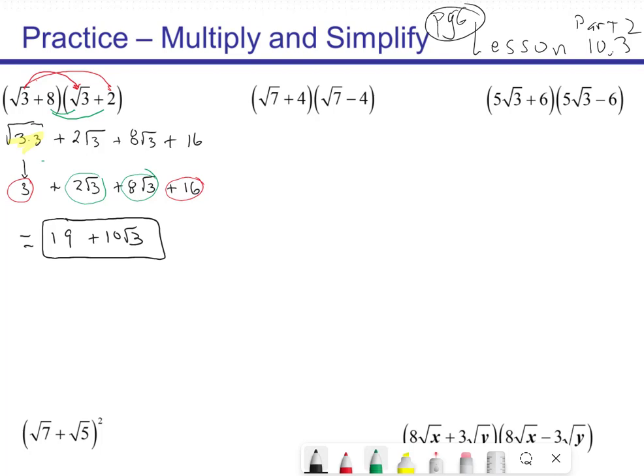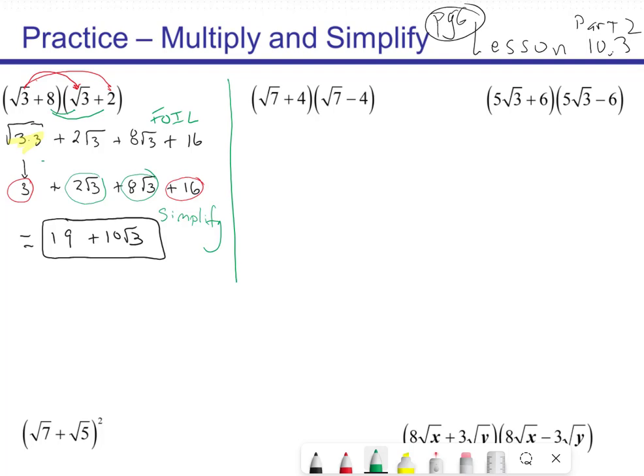So we first had to FOIL 4 multiplies, and then we started simplifying terms and combining like terms, and here we got the simplified answer. Well done.